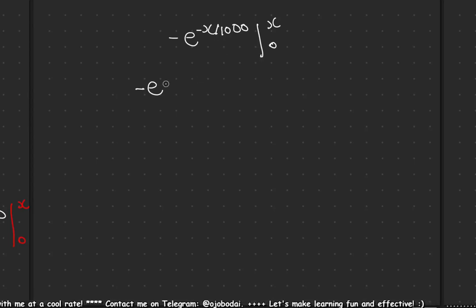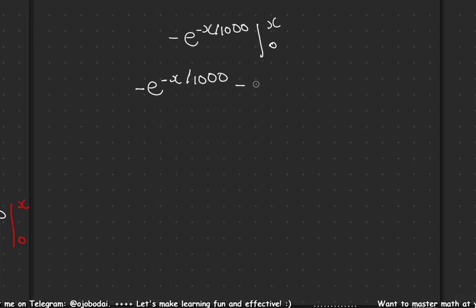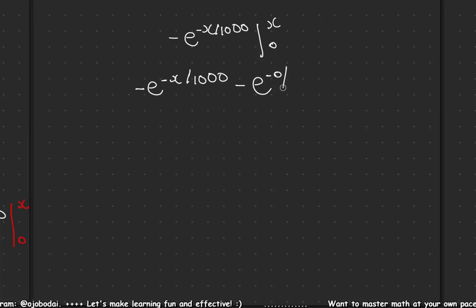First of all, we have a minus, so it's from x to 0, right? So you have a minus x, which is the upper limit, over 1,000, minus that of 0. So e to the power negative 0 over the 1,000. Now, this 0 over 1,000 here still gives us 0.